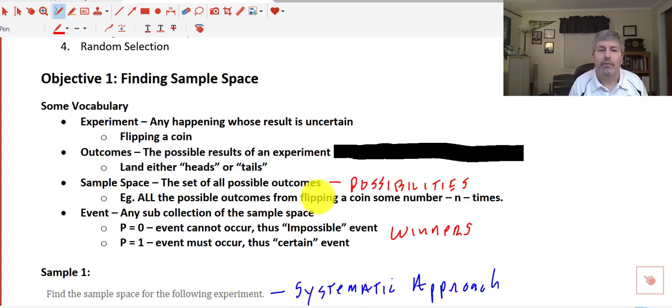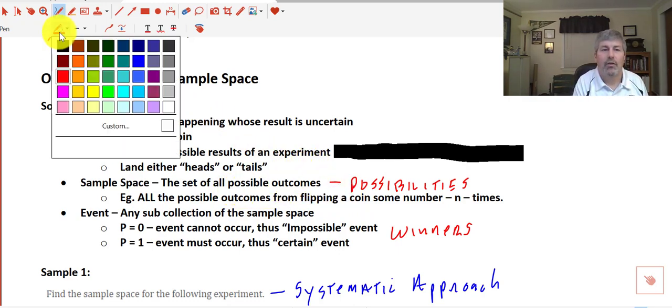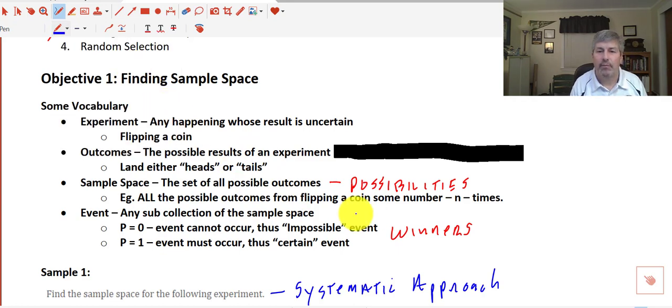The sample space is the set of all possible outcomes. You'll hear me talk about those as the possibilities. Example, all the possible outcomes from flipping a coin some number n times. An event is any subcollection of the sample space, usually referred to as the winners.